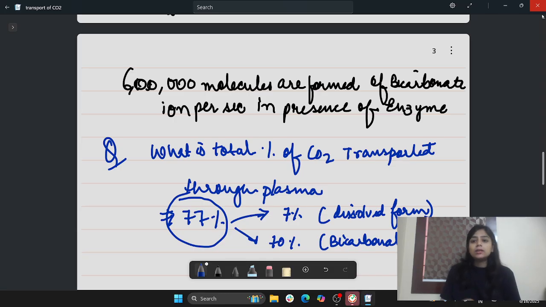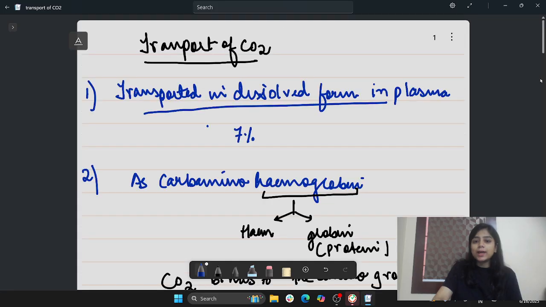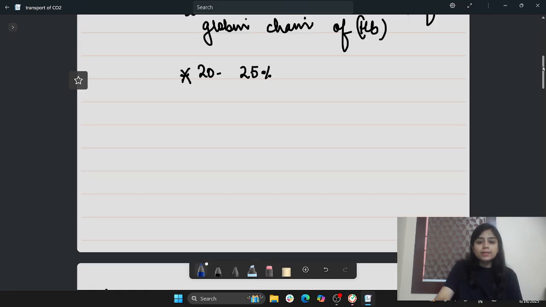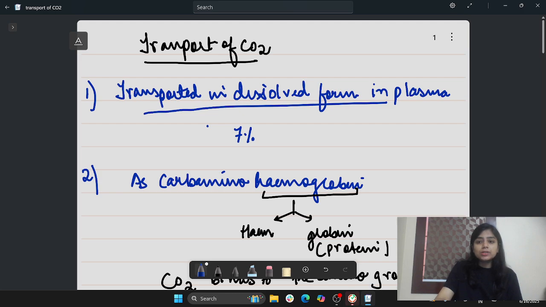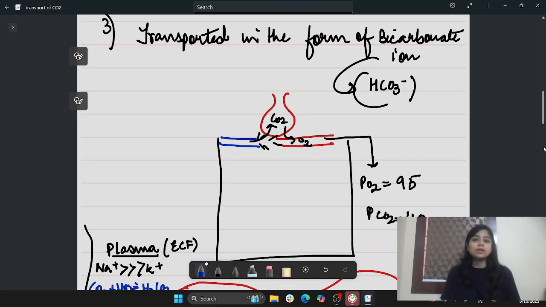So as we said, this is how the transport of carbon dioxide takes place: in the dissolved form, as carbaminohemoglobin, that means binding to the hemoglobin, and lastly in the form of bicarbonate ions. That is what we have seen. Always remember, transport in the form of bicarbonate is usually 70%. Fine. Okay. So this is what we are talking about today with the transport of carbon dioxide. I hope the Hamburger effect or the chloride shift has been well clear to you.